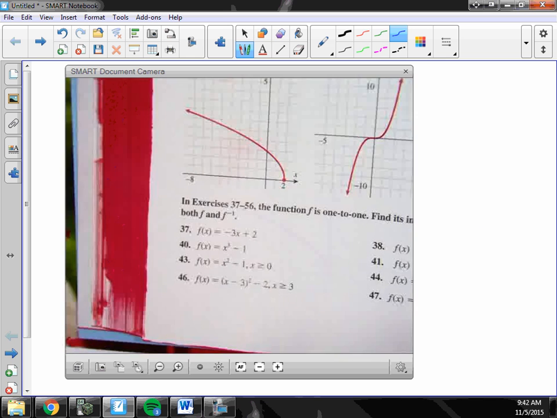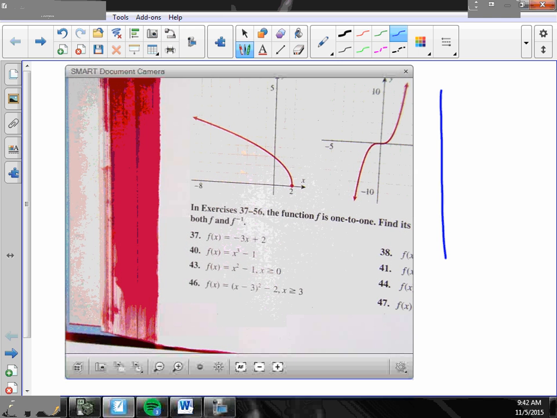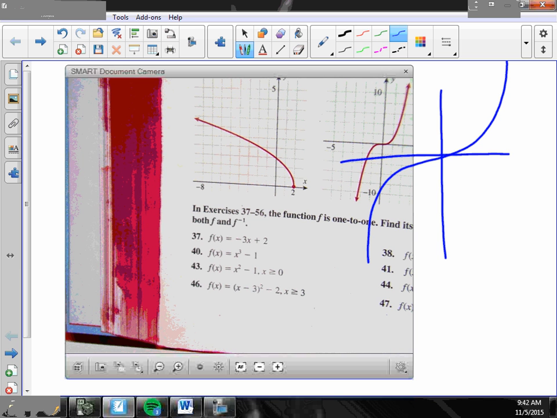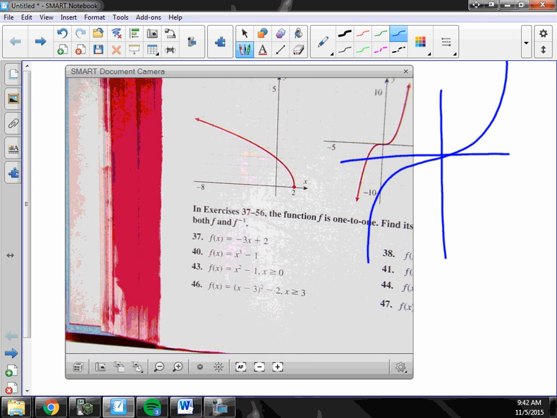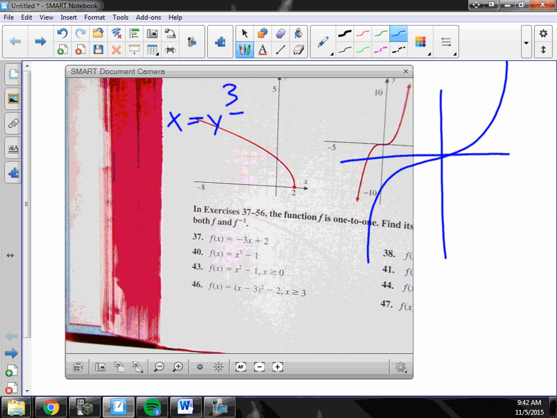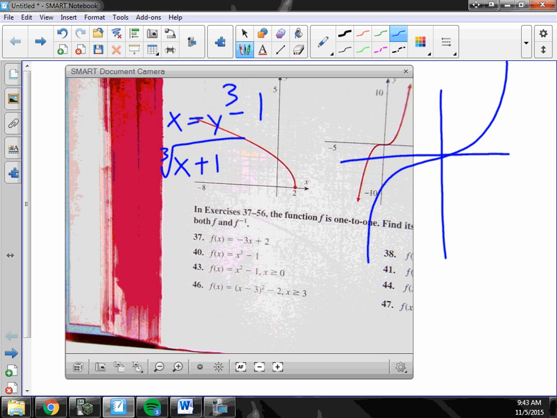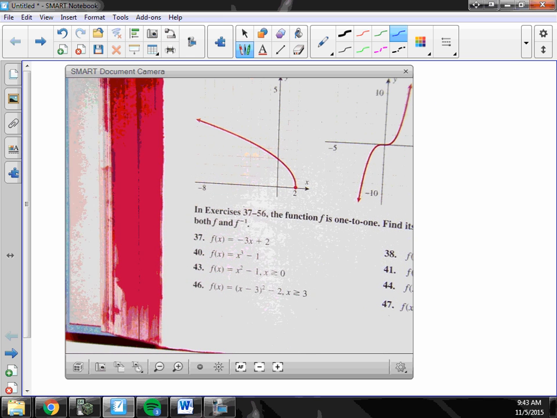Look at 40. The graph of 40 looks like this. What is the domain of the original? All real numbers. So when I invert it, x equals y cubed minus 1. I'm going to add 1, x plus 1, and then cube root. Does the cube root have a restriction on its domain? No. So the range of the original was all real numbers, and the domain of the inverse is also all real numbers. Okay? It's the square roots that are going to give you problems.